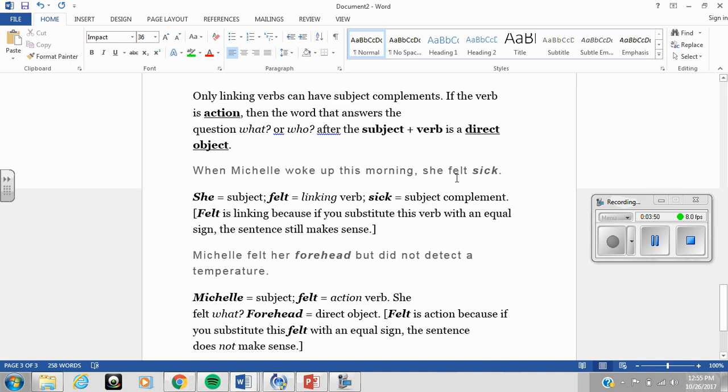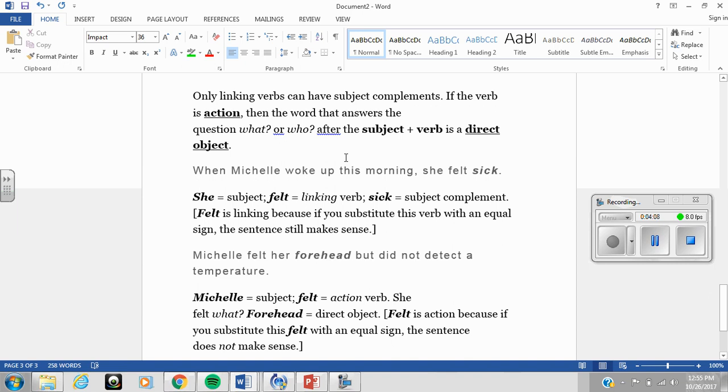So when Michelle woke up this morning, she felt sick. She is the subject here. Felt in this particular instance is being used as a linking verb. So sick is a subject complement. Felt is linking because if you substitute this word with an equal sign, the sentence still makes sense.